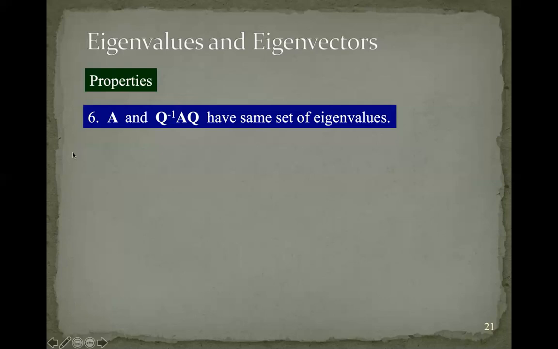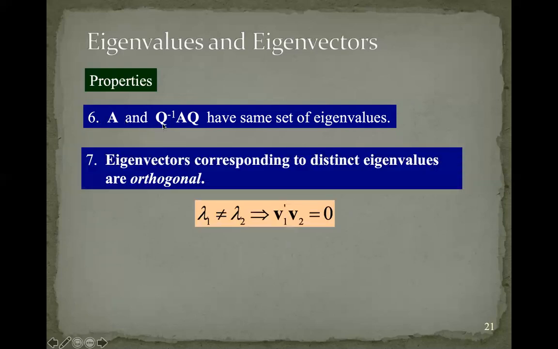And if the matrix A, we can decompose it into Q inverse multiplied by A multiplied by Q, which would have the same set of eigenvalues. So if we find a product of the inverse of the matrix Q multiplied in front of the matrix A, and we have Q multiplied behind that, it would have the same eigenvalues as the matrix A. Eigenvectors corresponding to distinct eigenvalues are orthogonal.